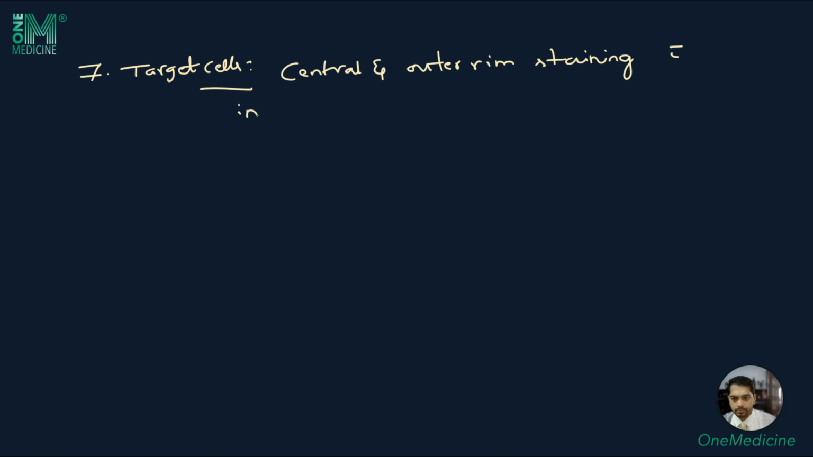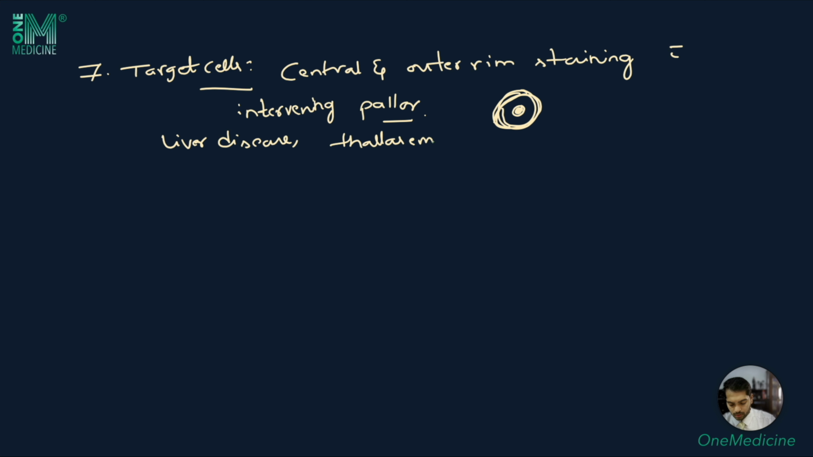Another type of poikilocytosis is target cells. They have a central and outer rim of staining with an intervening pallor. So these cells look like this. There is a central staining, there is an outer rim of staining, and so the cells look like these target shaped cells. They are seen in a lot of diseases including liver disease, thalassemia, hemoglobin C, sickle cell, and so many other conditions.